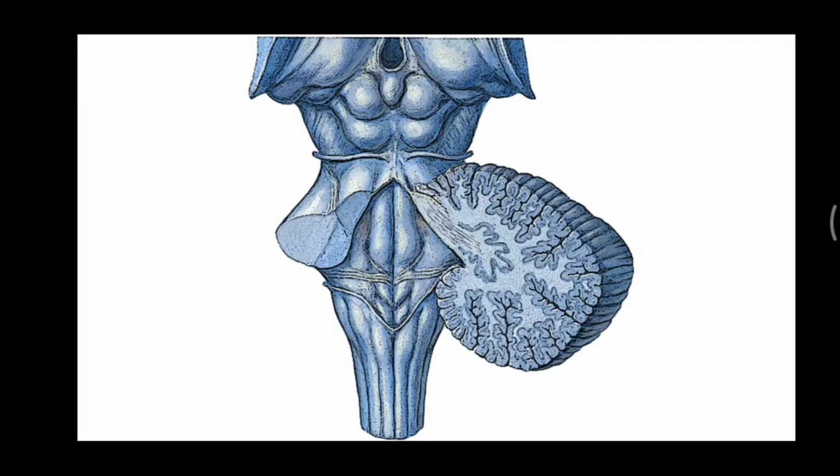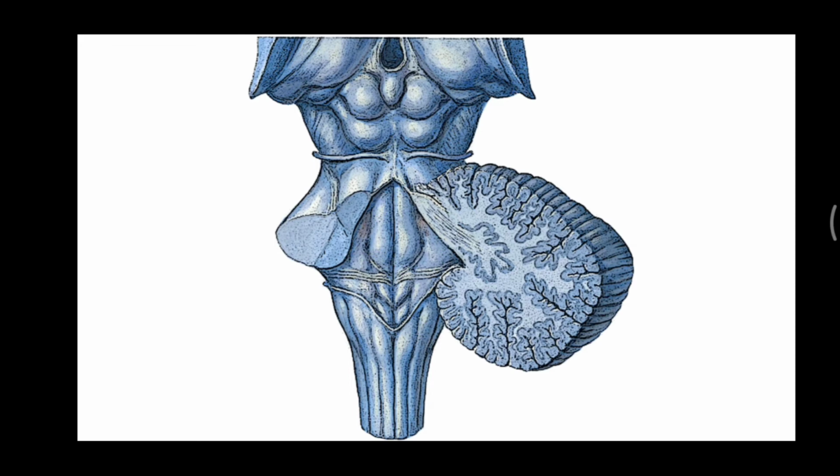This is the posterior view of the brainstem with a part of the cerebellum removed to show its posterior aspect. For better understanding, let's see some general points. That is, this line, this structure is known as the stria medullaris, and the area below the stria medullaris will be medulla and above it will be the pons.